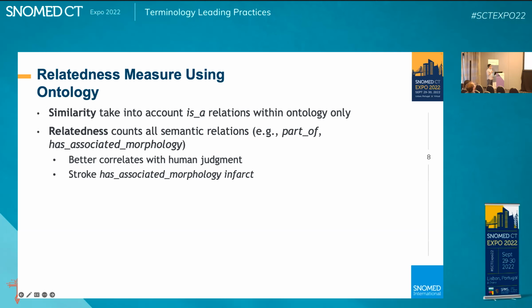When we use ontology, similarity takes into account IS-A relations within the ontology only, whereas relatedness accounts for all semantic relations, such as part of or, in the field of biomedicine, has associated morphology. And this better correlates with human judgment. So, for example, stroke is not infarct or vice versa, but stroke is connected to infarct by the relation has associated morphology. And we can say that stroke is related to infarct.